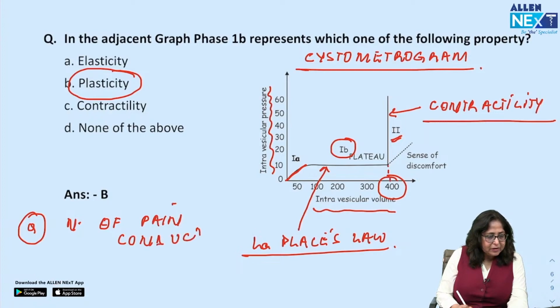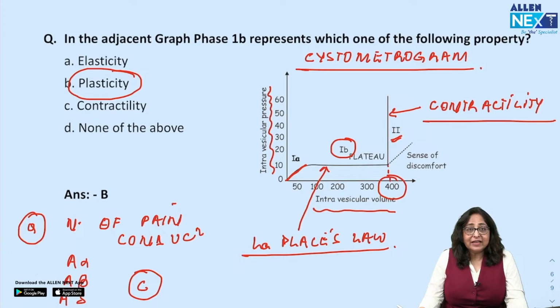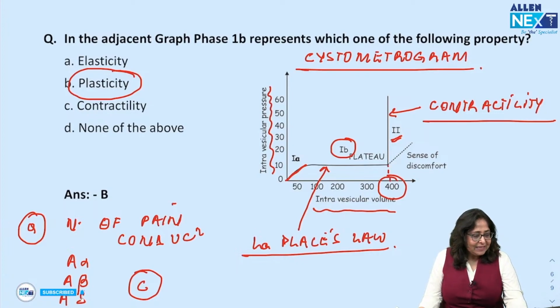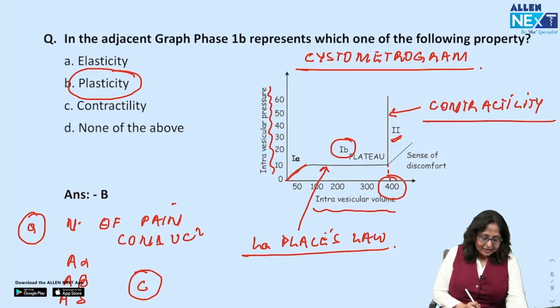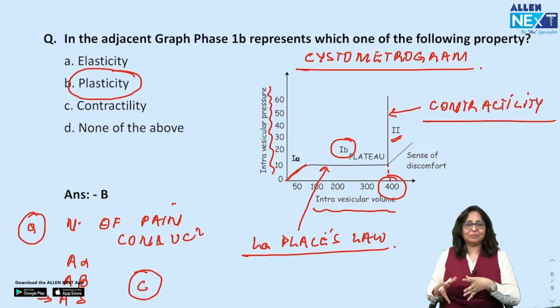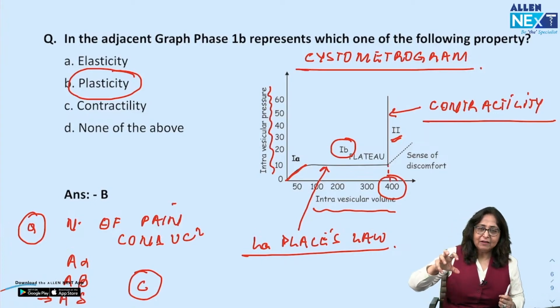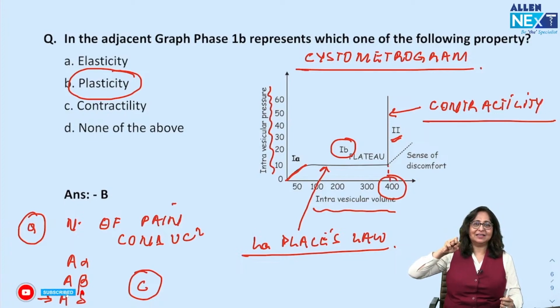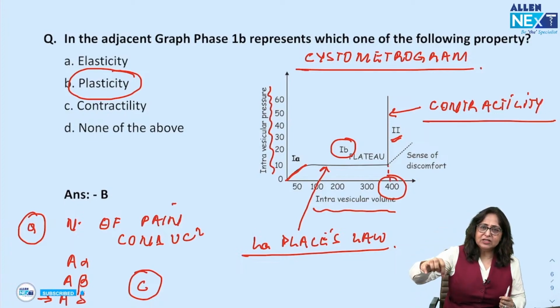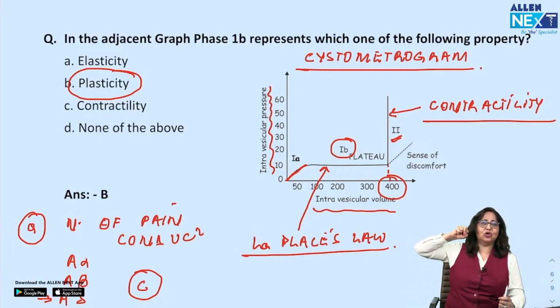The options were A alpha, A beta, A delta, and C. Then my answer is C. Of course, then I can be asked this question that A delta is meant for fast pain, C is meant for slow pain. Please understand that A delta, even though it carries fast pain, what is the role of fast pain? Withdrawal reflex. You touch something hot, there is a sharp pain which you feel, which is carried by A delta fibers, which makes you withdraw your hand.